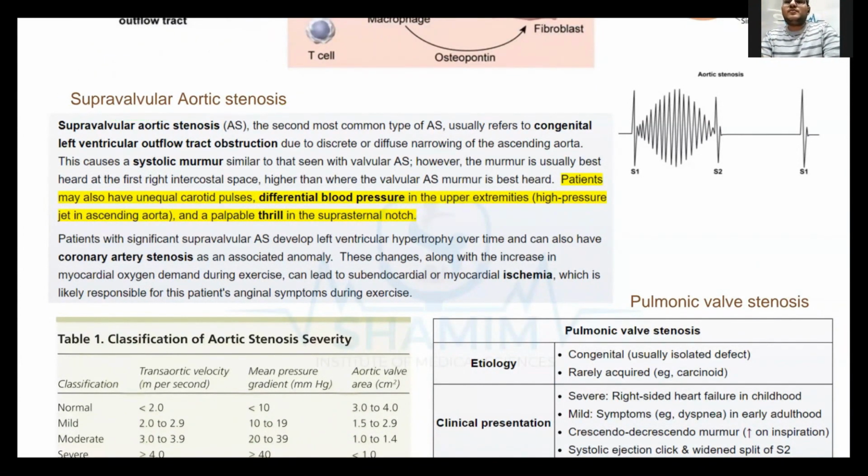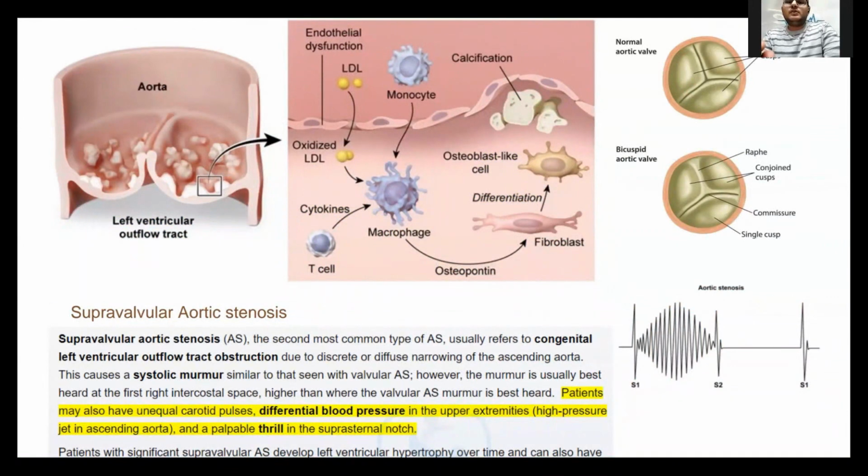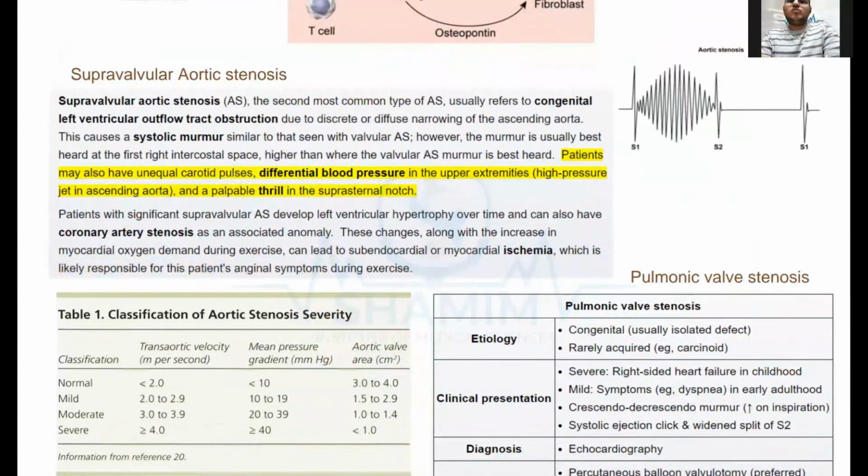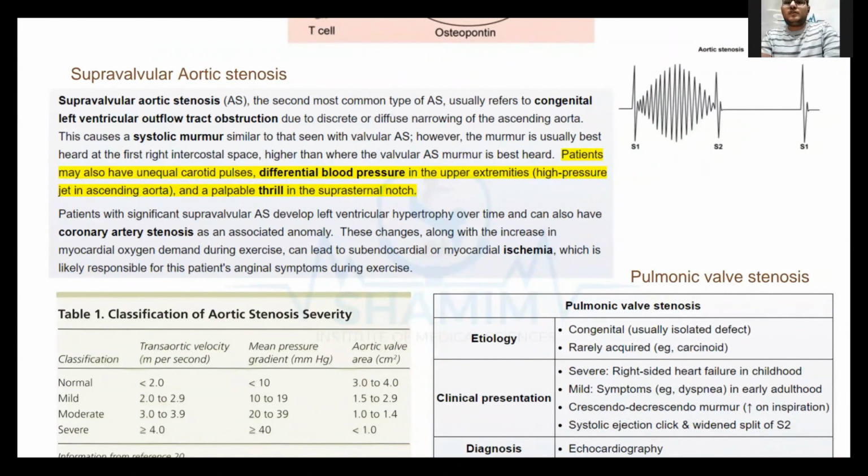Aortic stenosis which is above the valve. Above the valve means this area. This is the valve area, but above the valve here the stenosis occurs sometimes. That is supravalvular aortic stenosis. The only answer you should know from this section is Williams syndrome. We will study in biochemistry what is Williams syndrome. That is the only one, and what will be the presentation, like the different blood pressure in upper extremities.